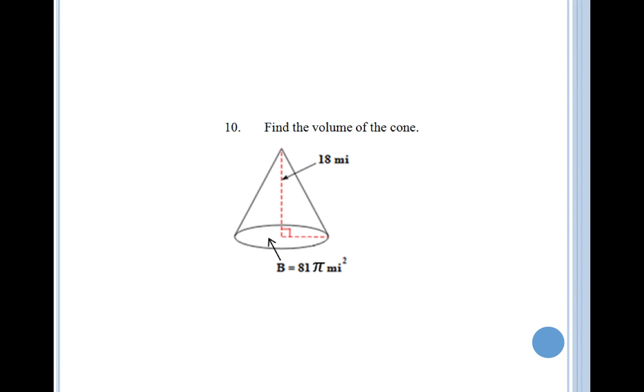Number 10, last one. What I want you to do: you are given the area of the base. Plug it into the formula. Figure it out. Pause this video. When you're done, unpause it. We'll be going through it.